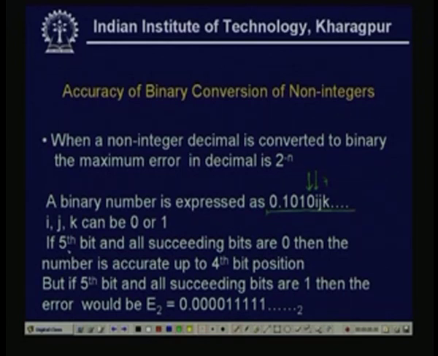Now, if the 5th bit and all succeeding bits are 0, then the number is accurate up to the 4th bit position, because the remaining bits are all zeros. So, what I can tell is that this is 0.1010, then all are zeros, so no need to write those. So, I can tell that it is up to the 4th bit position, and this is correct.